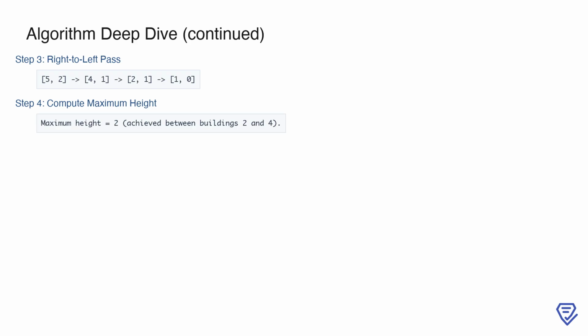Now, in the right to left pass, we adjust the heights again to account for constraints in the opposite direction. Starting from [5, 2], the heights are updated to [4, 1], [2, 1], [1, 0]. Finally, we compute the maximum building height. By examining the intervals between restrictions, we find that the maximum height of 2 is achieved between buildings 2 and 4. This demonstrates how the algorithm efficiently handles restrictions and adjacency constraints to determine the optimal solution. The combination of preprocessing, greedy passes, and midpoint calculations makes this approach both effective and intuitive, ensuring it works seamlessly across a variety of scenarios.